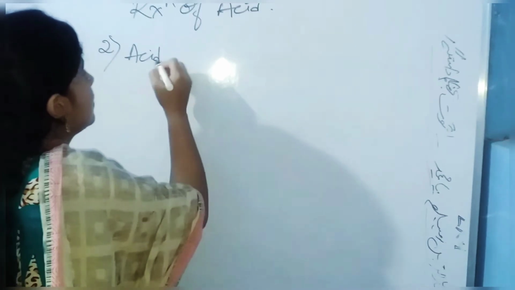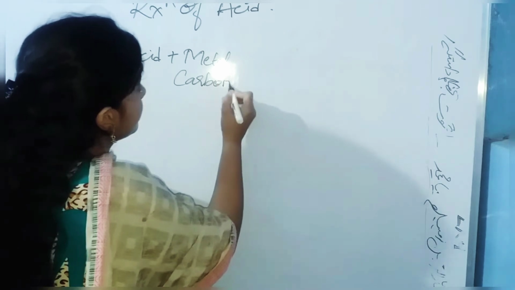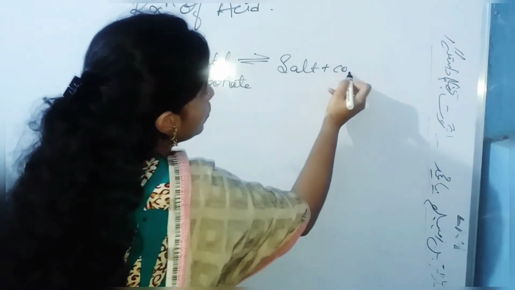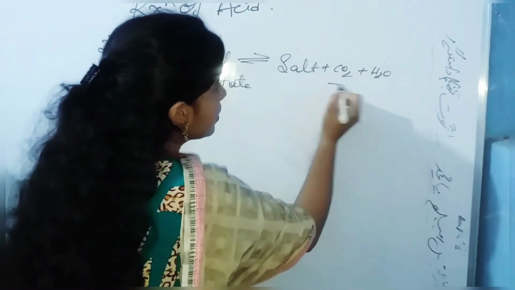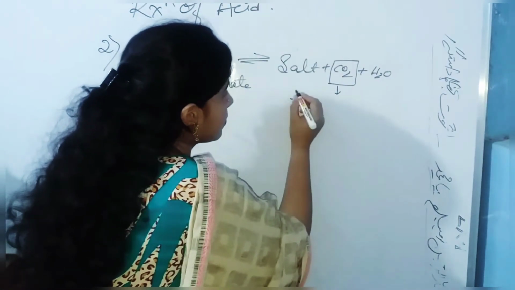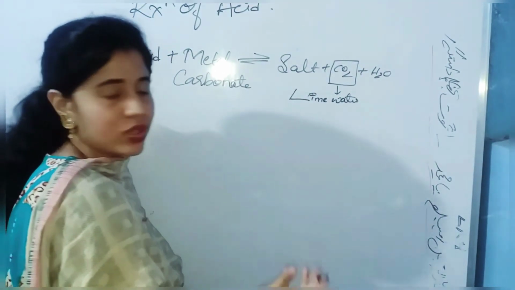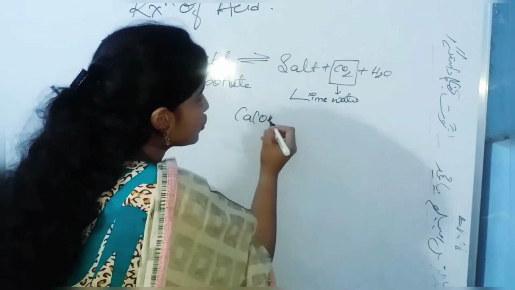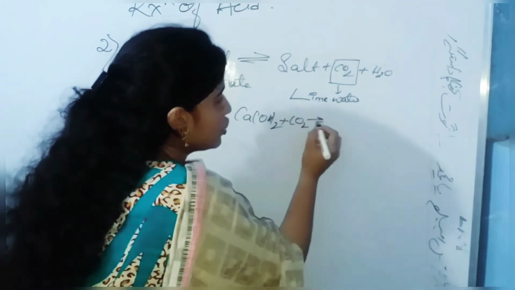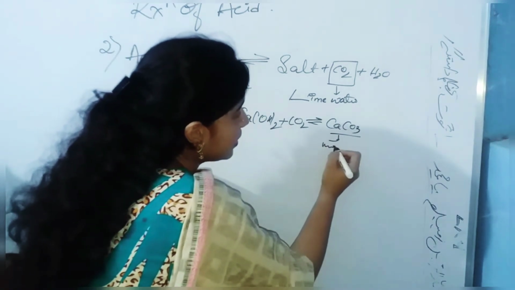Acid plus metal carbonate is going to form salt, CO2 and H2O. This CO2 can be detected by the lime water test. Lime water is nothing but Ca(OH)2. If you pass this carbon dioxide, what is produced in the reaction forms CaCO3, which gives a milky color.